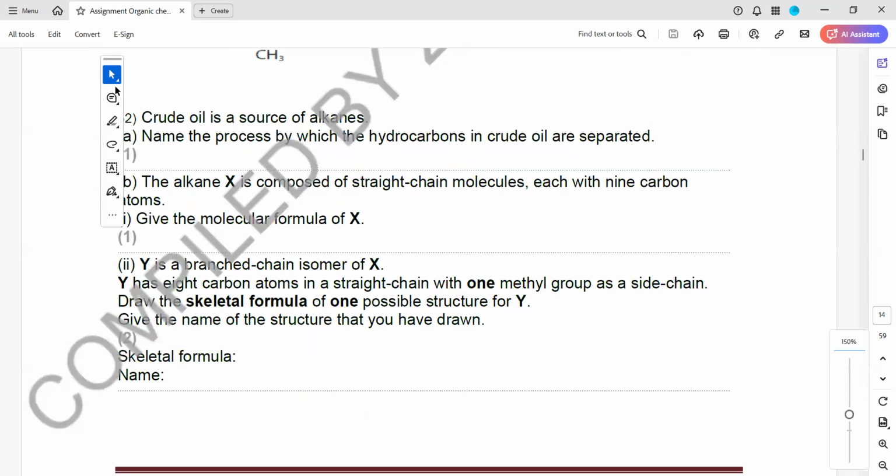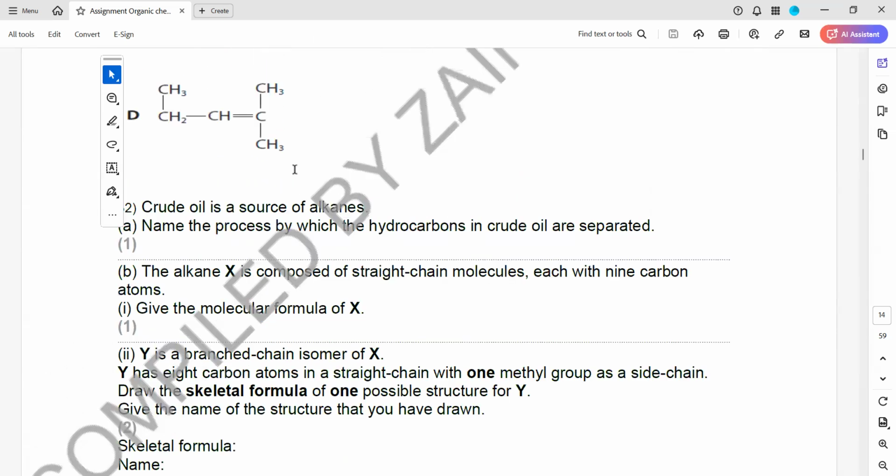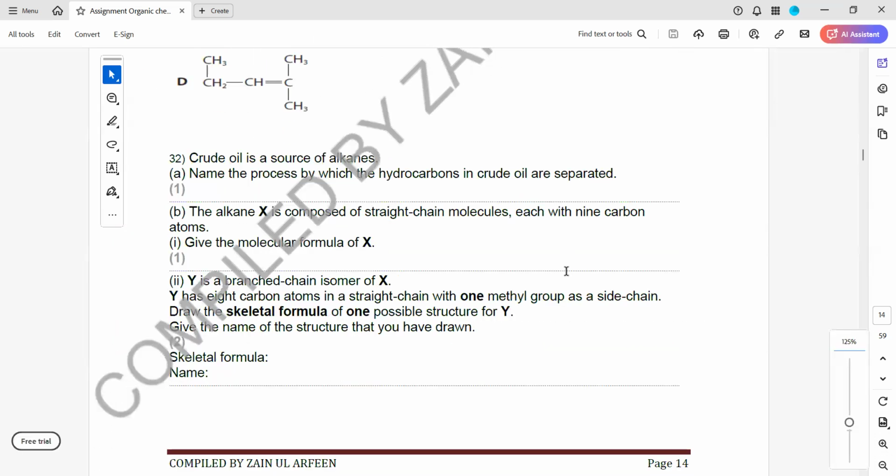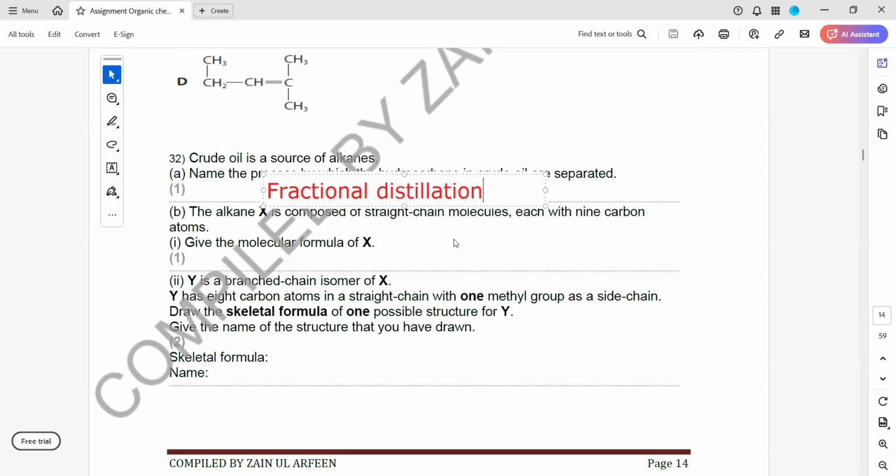The next question is actually related to the fractional distillation of crude oil. Crude oil is a source of alkanes. As we do fractional distillation, we separate these alkanes on the basis of their boiling point. So name the process by which hydrocarbons in crude oil are separated. We call that process fractional distillation. Fractional distillation is a technique used to separate two or more miscible liquids or gases on the basis of the boiling point.